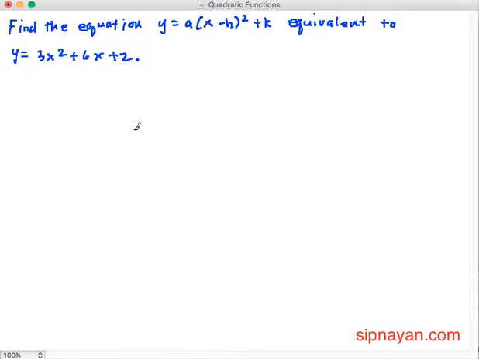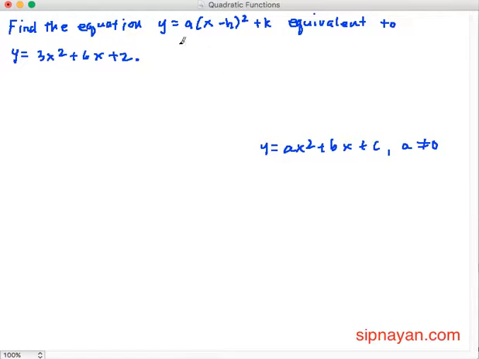So again, yung general form ng quadratic function natin, kung siya ay naka y equals ax squared plus bx plus c, where a is not equal to 0. So this function is in general form, no? Kasi ganito yung form niya. We have A is 3, yung A natin, and then B is 6, and C is 2.